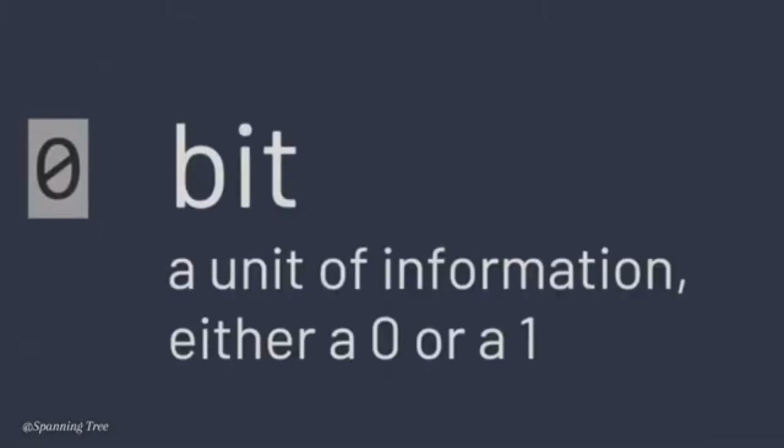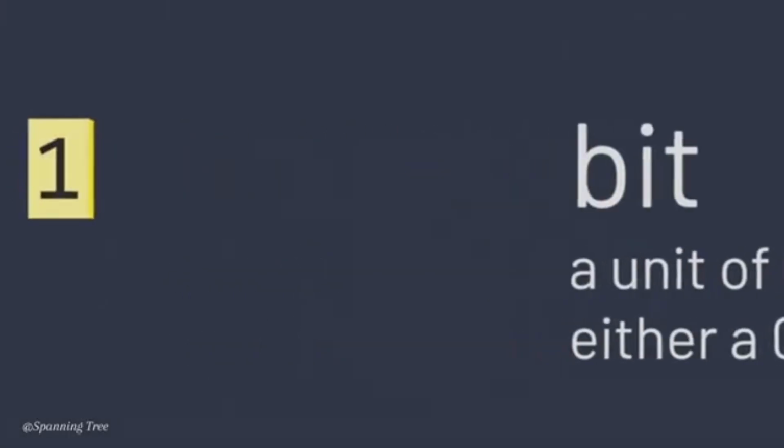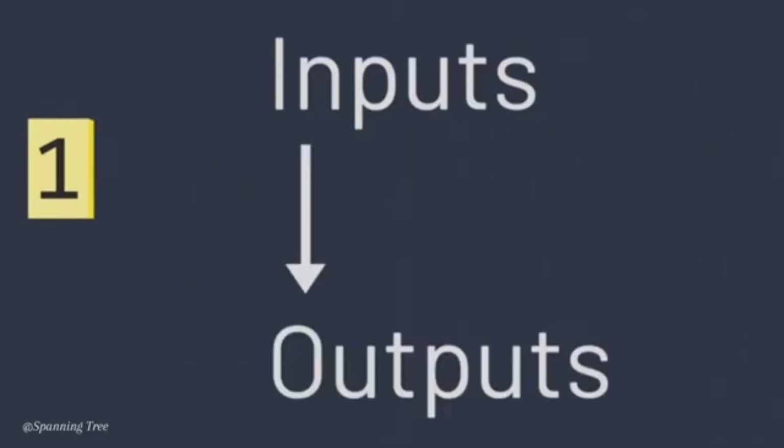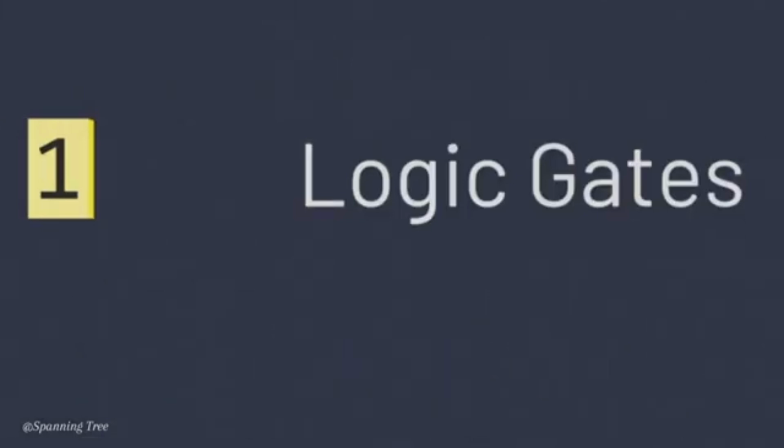Using these switches, our computers can store information, more and more sophisticated. Each switch stores a single bit of information, a 0 or a 1. But computers don't just store information, they process it, transforming inputs into outputs. That's where logic gates come in. Logic gates are the building blocks of computer circuits. They accept input and produce output according to a set of logical rules.